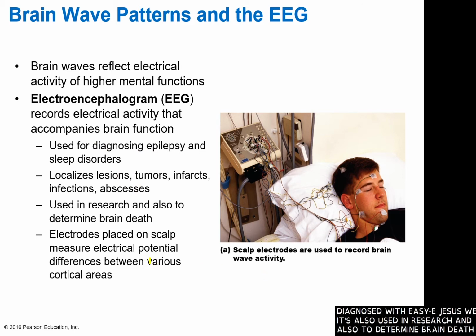We're going to talk about brain death a little bit later. So here, how this works, you can see all these electrodes out here on this individual. So electrodes are placed on the scalp, and they measure the electrical potential between various cortical areas.